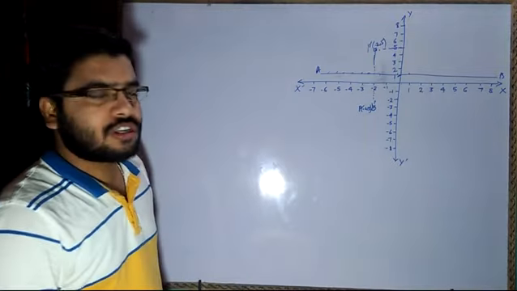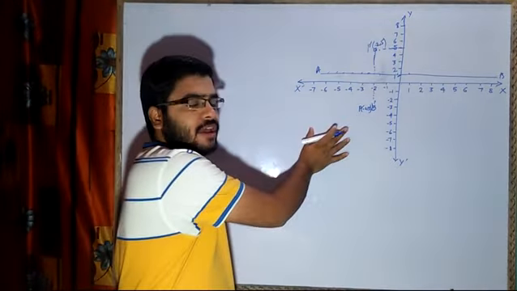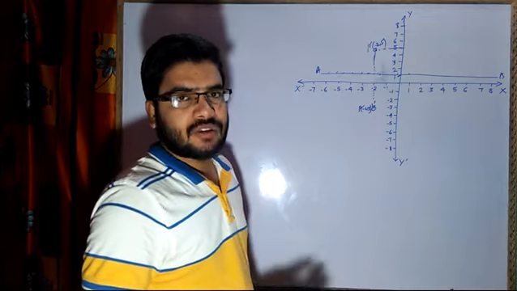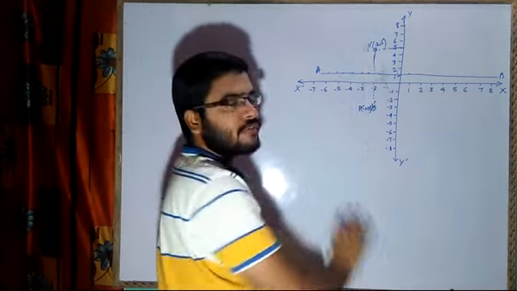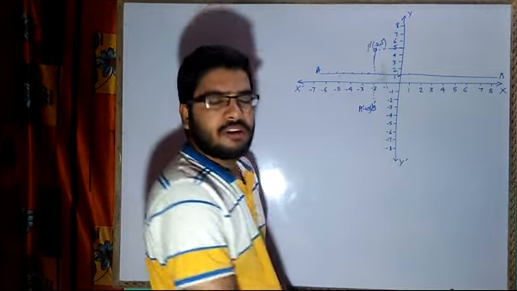So you got the value of P dash, and you know that whenever a point is reflected in the x-axis or a line parallel to the x-axis, the coordinate of x does not change. So the coordinate of x has not changed and the coordinate of y has changed.